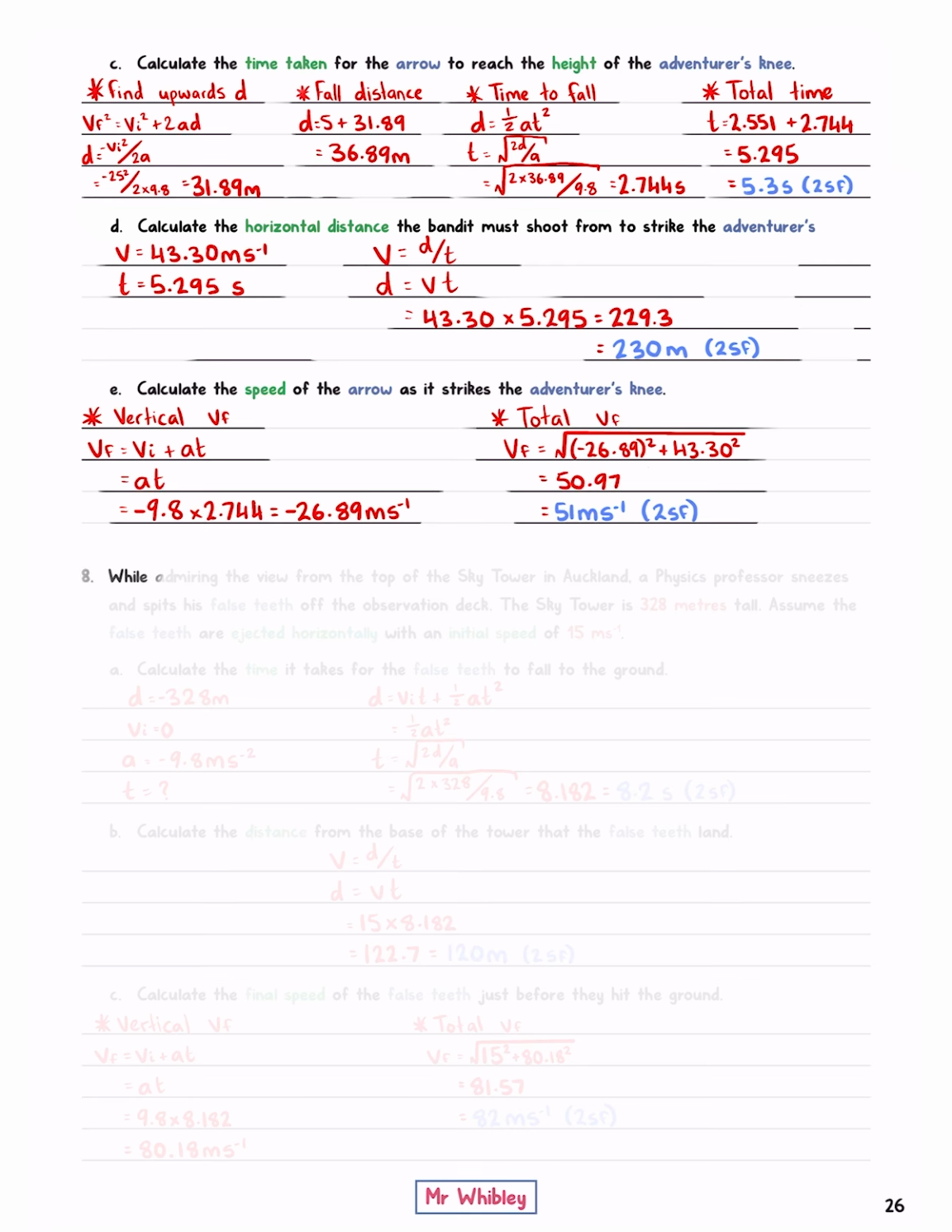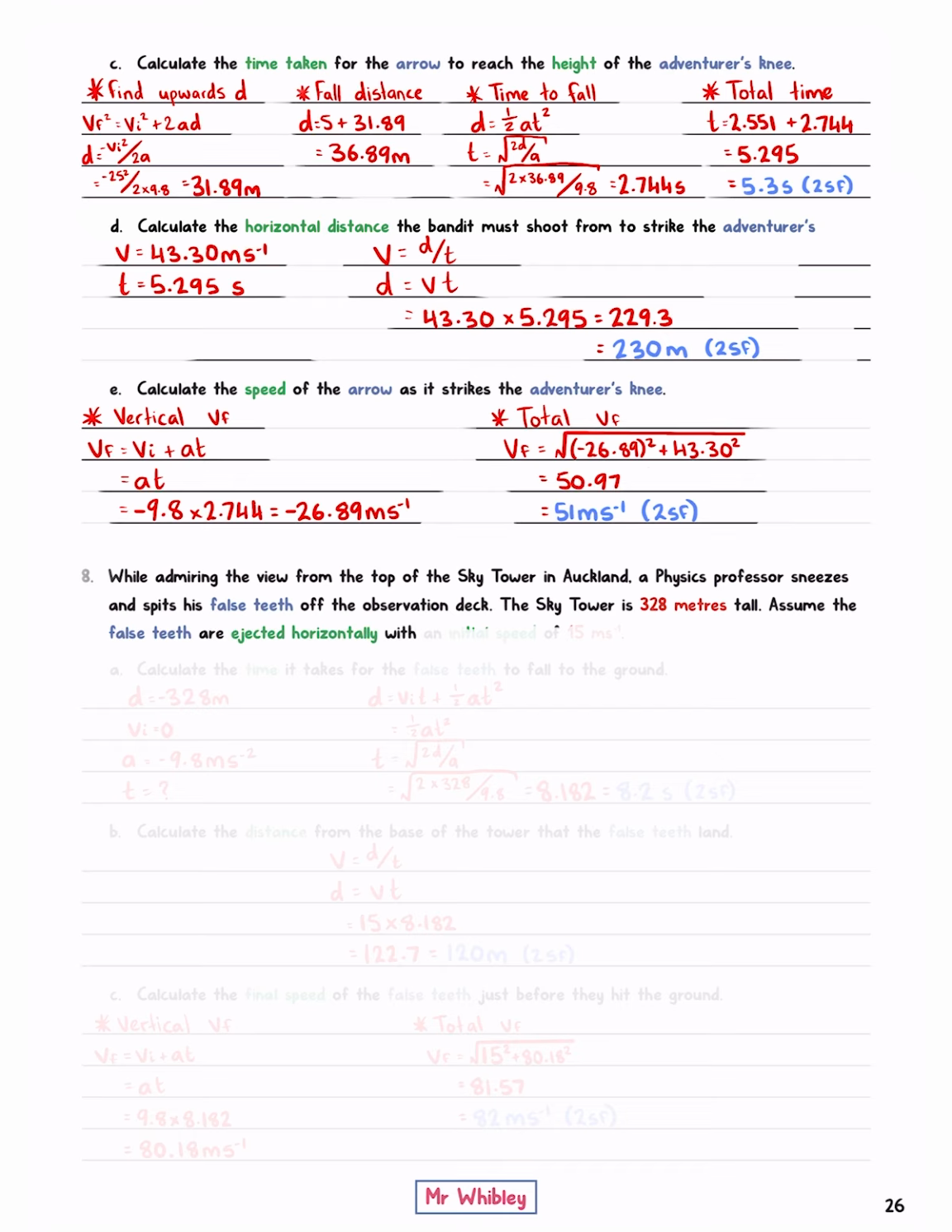Question 8. While admiring the view from the top of the Sky Tower in Auckland, a physics professor sneezes and spits his false teeth off the observation deck. The Sky Tower is 328 meters tall. Assume the false teeth are ejected horizontally with an initial speed of 15 meters per second. Calculate the time it takes for the false teeth to fall to the ground.